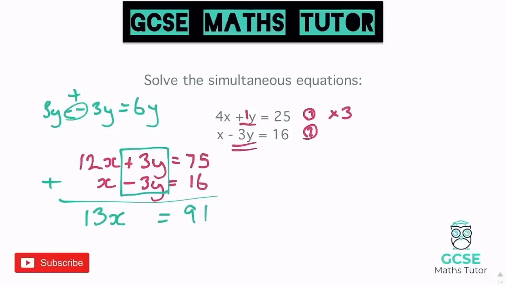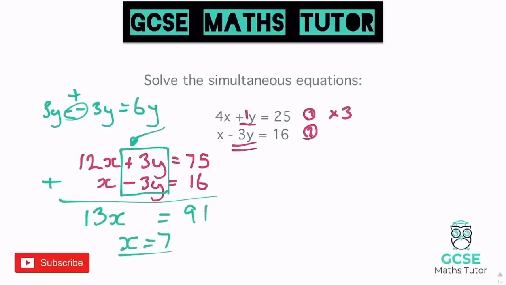Okay, so there is a little way of remembering those. If those symbols there are different, you add them together, and if the signs are the same, you're going to subtract them. Okay, but here we have 13x equals 91. If we divide both sides by 13, we get x equals 7.